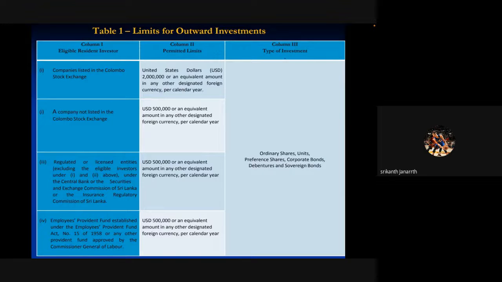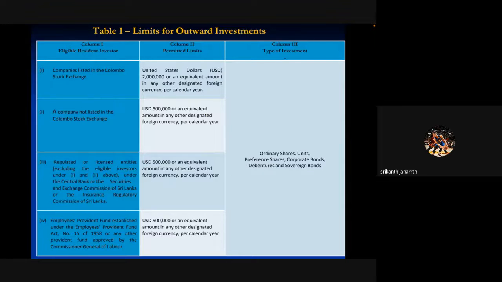Okay, so you can see then regulated or licensed entities, excluding the eligible investors 1 and 2 above, other than those under the central bank, the Securities and Exchange Commission of Sri Lanka, or the insurance regulatory body. So any insurance funds, even those people are eligible to invest outside Sri Lanka, right? These insurance companies, if they want to invest, yes, they can. And the banks, yes, they can invest, right? There are certain banks permitted to make investments, right?